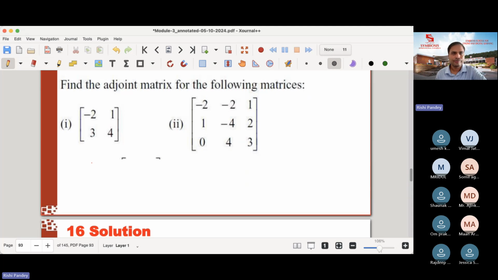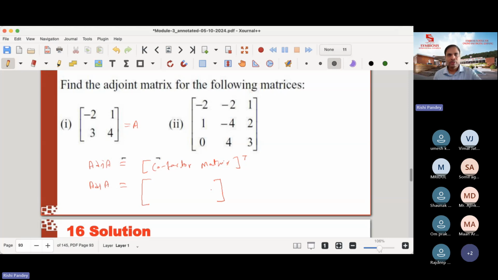So what is adjoint? Adjoint of A is equal to the transpose of the cofactor matrix. So cofactors we had discussed yesterday in determinants. Similarly, we can find the cofactor here. For example, if I assume it is A, then adjoint of A is equal to what? First we will find the cofactors, and then the adjoint.